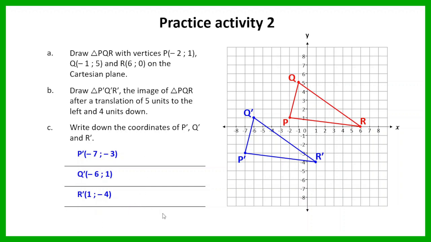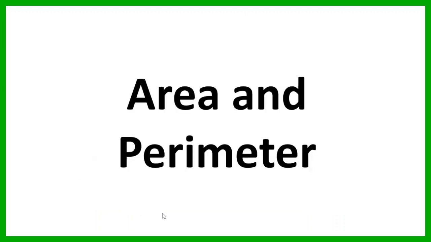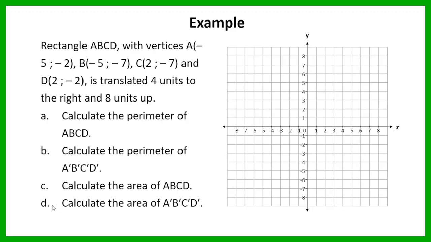Okay, now we're going to have a look at the area and perimeter of a shape when it undergoes a translation transformation. First, let's have a look at this example over here. It says rectangle ABCD with vertices A, which is the point (-5, -2), B is the point (-5, -7), C is the point (2, -7), and D is the point (2, -2), is translated 4 units to the right and 8 units up.